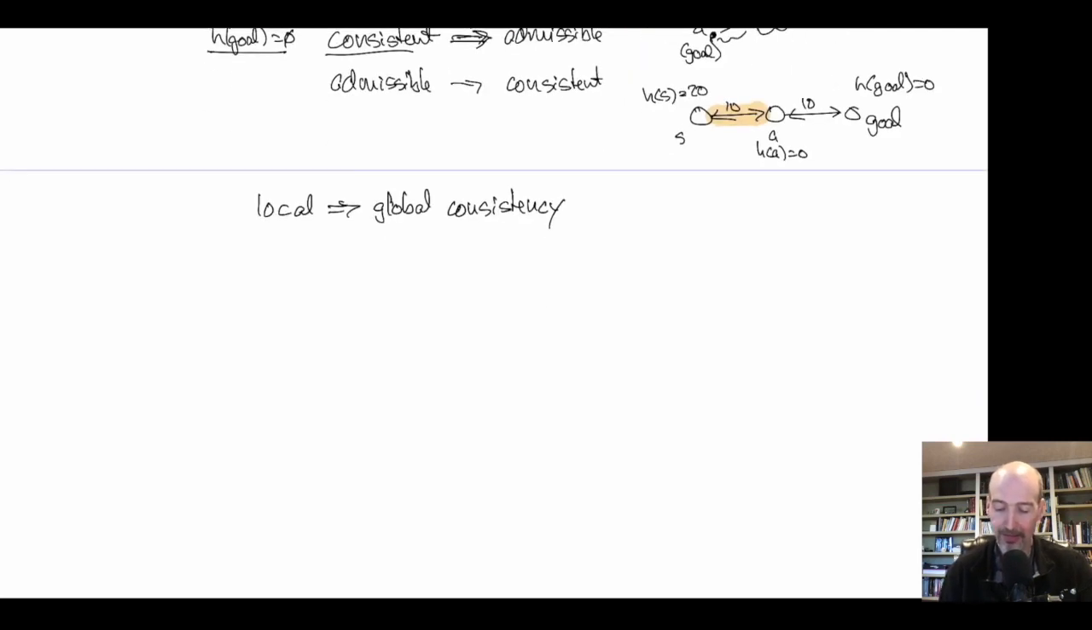I can think about a path through the state space, any simple path that I want to draw. If we know that along each edge the change in the heuristic is less than or equal to the cost, then I can sum this up over all these states, and I'll see the same property: the sum of the costs is greater than or equal to the sum of the changes in the heuristic.